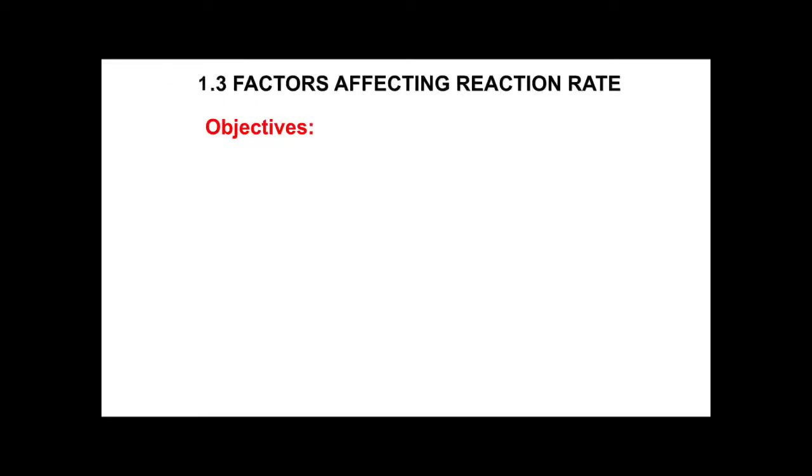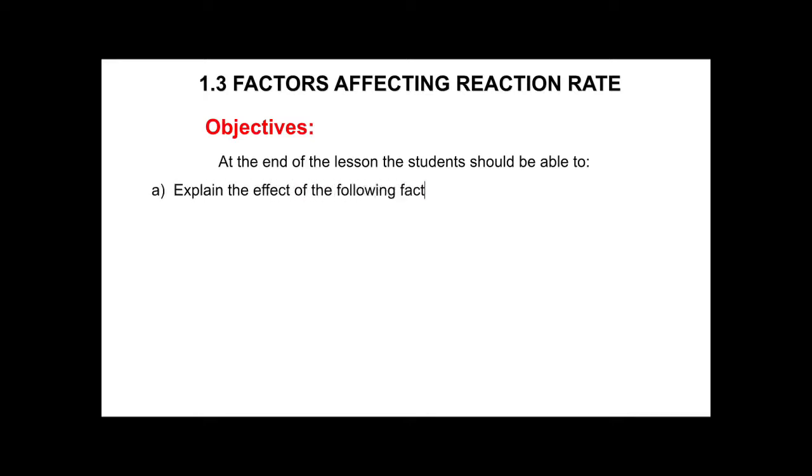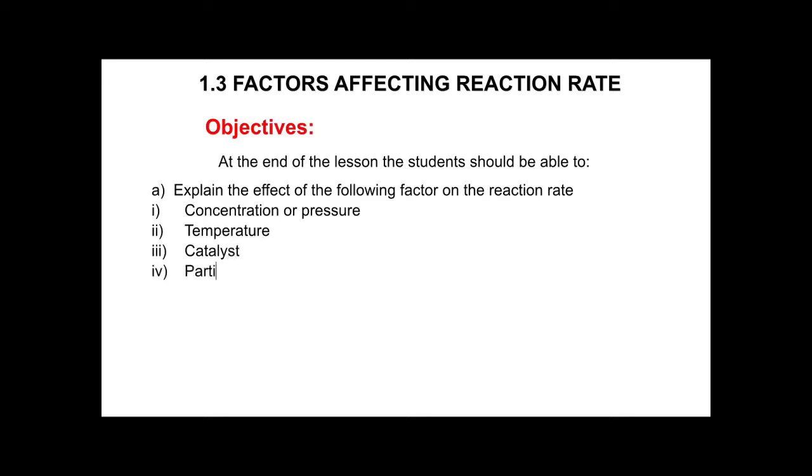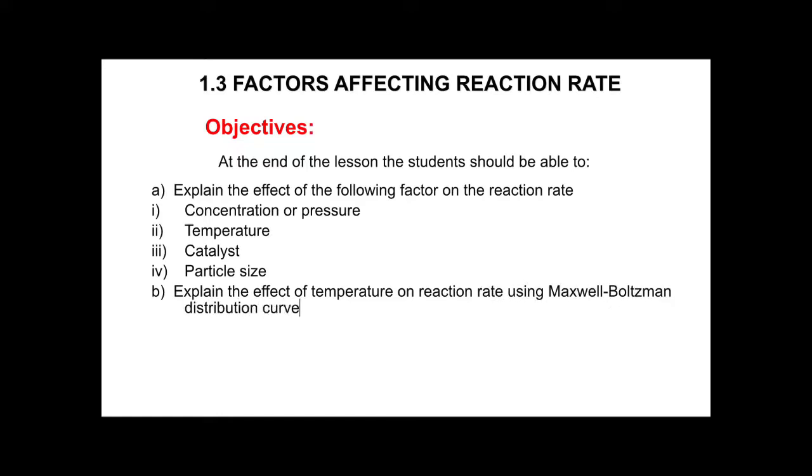In this video, we are going to learn about factors affecting rate of reaction. At the end of the lesson, students should be able to: A. Explain the effect of the following factors on the reaction rate: 1. Concentration or pressure. 2. Temperature. 3. Catalyst. 4. Particle size.